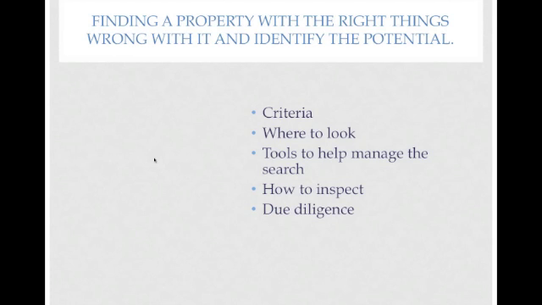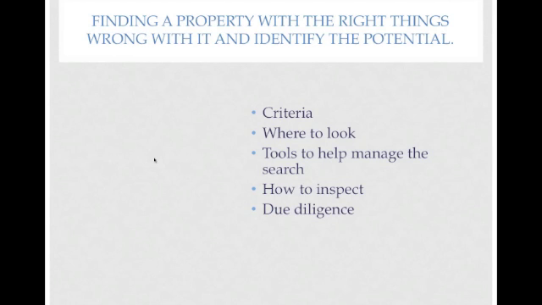So, finding a property with the right things wrong with it and identifying the potential. I heard it described once as the right sort of ugly, and I think that's a pretty apt description, because you want that property to be ugly or stinky enough to put people off and so keep your buying price down.